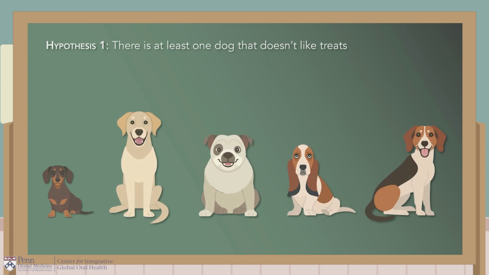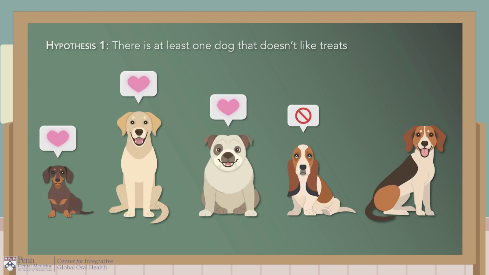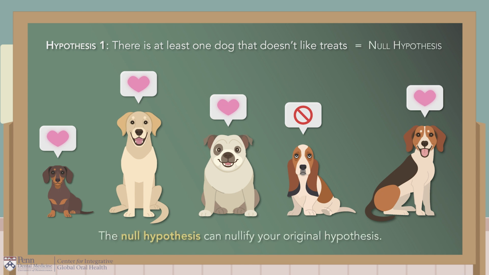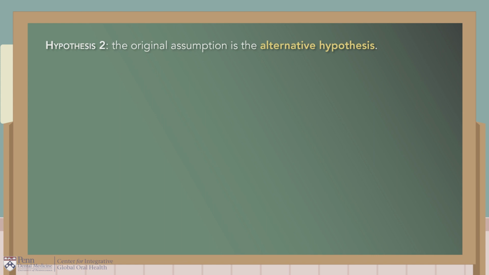So, now we can form two hypotheses. One is the hypothesis that there is at least one dog that doesn't like treats. We call this hypothesis the null hypothesis. You can think of the null hypothesis as a hypothesis that can nullify your original hypothesis. Your original assumption will be the alternative hypothesis.